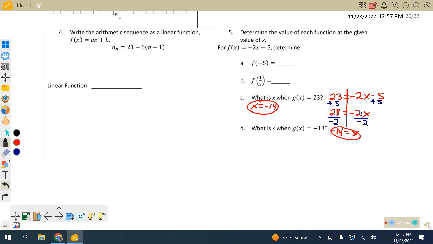Now you're going to do the same thing on letter D. I'll let you finish that one off. But on letter D, you're going to create the same equation but negative 13. I want you to use your equation skills just like we did to finish off solving for x then.